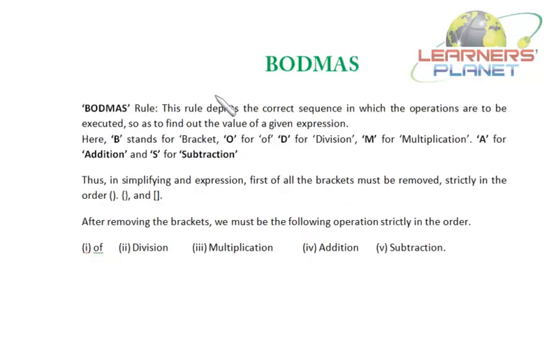Now let's see what the BODMAS rule is. This rule gives the correct sequence in which the operations are to be executed, so as to find the value of a given expression. B stands for bracket, O stands for of, D for division, then multiplication, addition and subtraction. We should execute the mathematical expression in the same order only, else we'll get wrong answers.